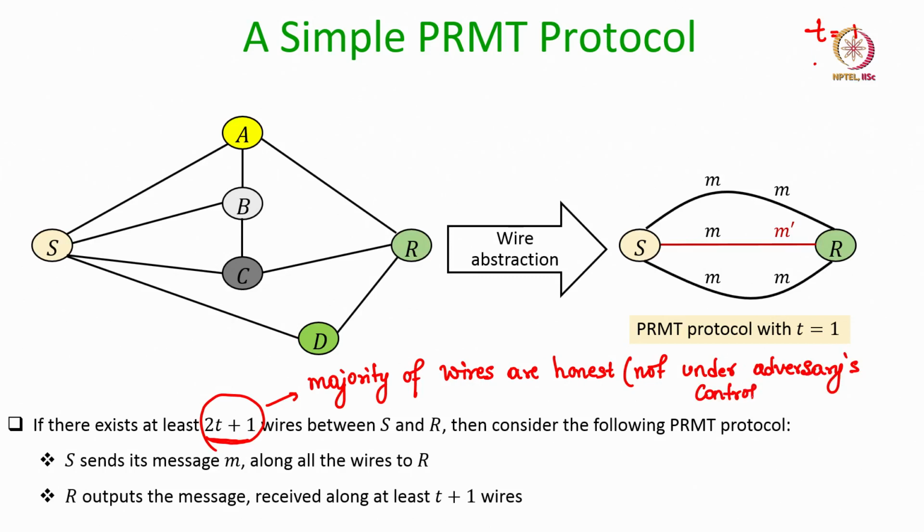It knows that it will receive at least T plus 1 copies of the sender's message, and there could be at most T messages which are different from what the sender has communicated. So, it can simply output the message which has been received T plus 1 times along T plus 1 different wires. That is going to be the sender's message. Okay. So, that is a very simple PRMT protocol.